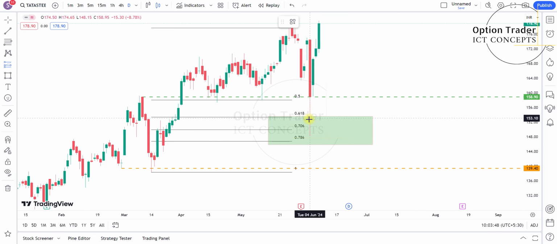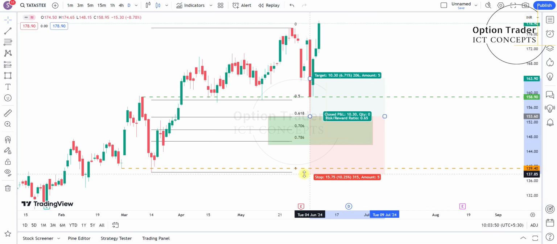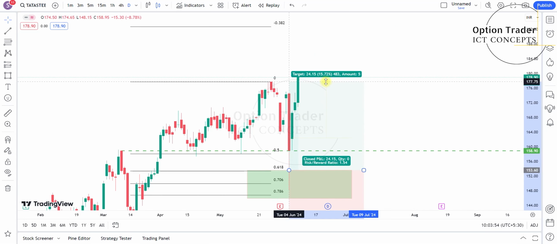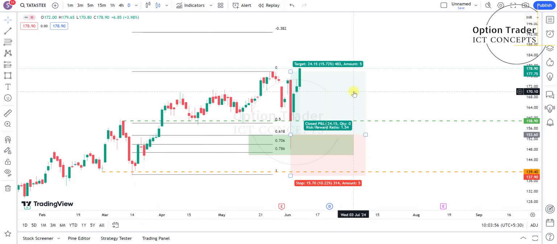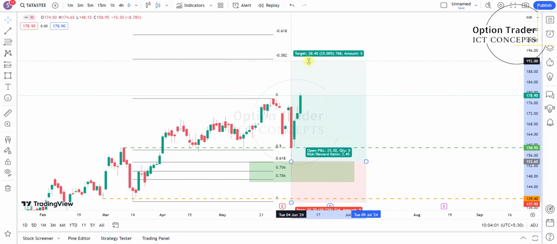Where would be our SL? If you're taking a trade over here also, you will be keeping our SL at the Fibonacci low only. Our first target was 0. Okay. How much percentage did you have? 15 percent in 3 days. The next target is 0.382 and the second target is 0.618.